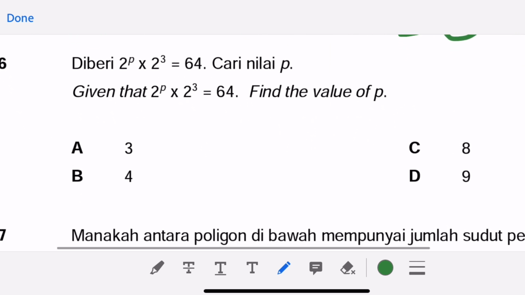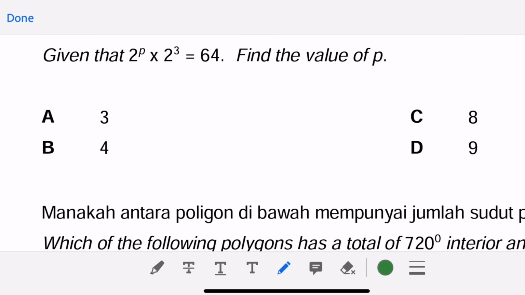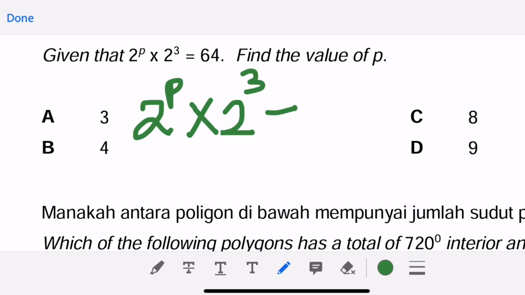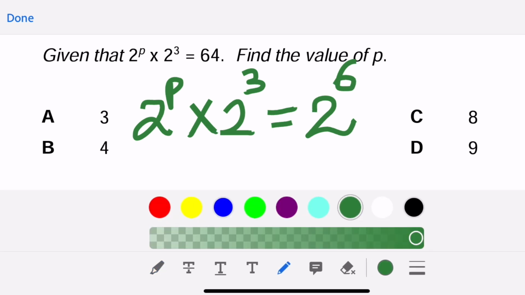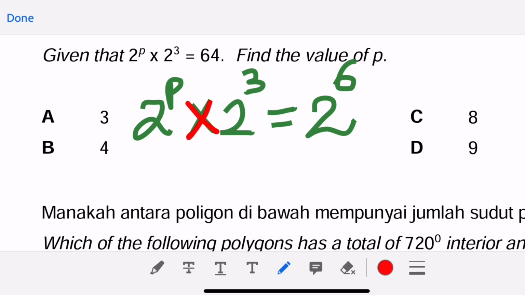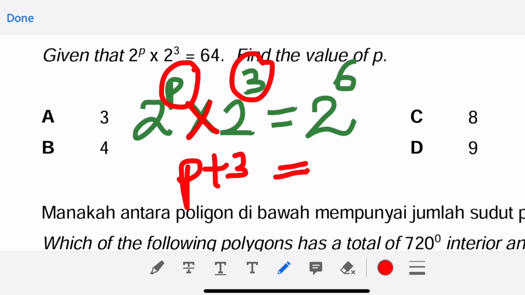Okay, for question number 6, given that 2^p times 2^3 equals 64. This is base 2. This one you must express into base 2. You can write 2^5 is 32, 2^6 is 64, isn't it? When multiplying, we need to add the index numbers, isn't it? And then we can just equate them.